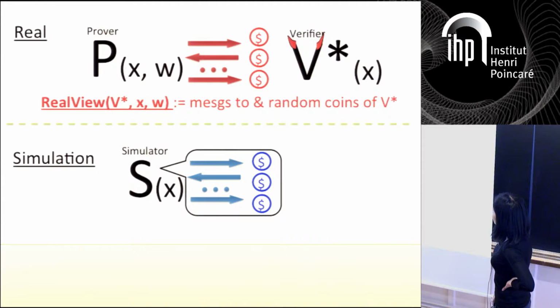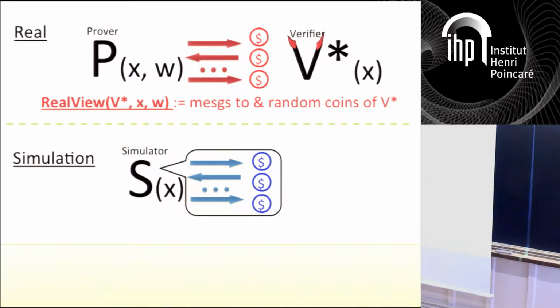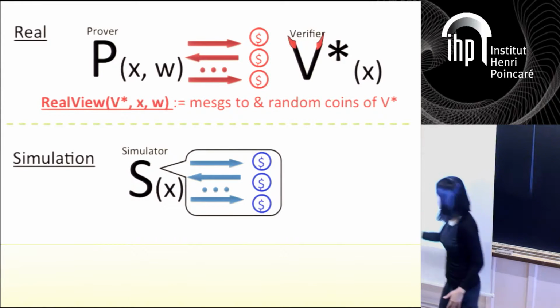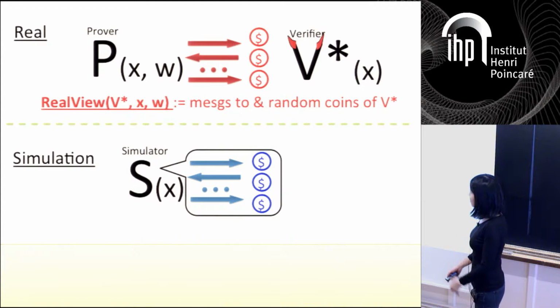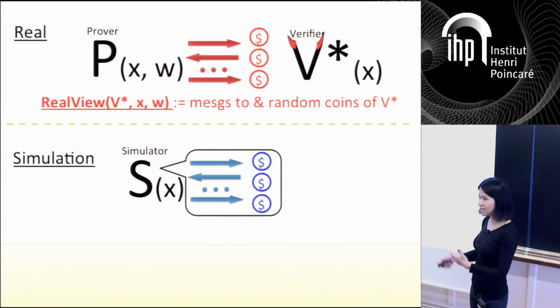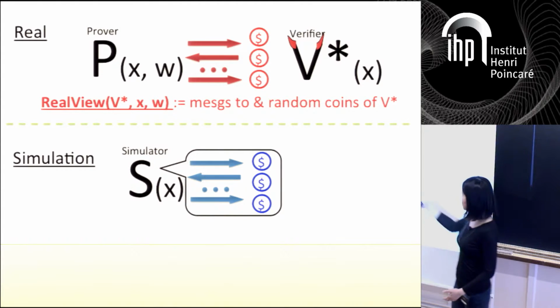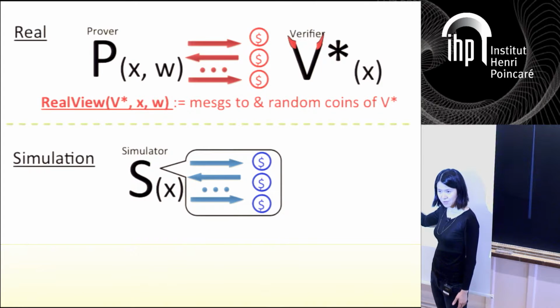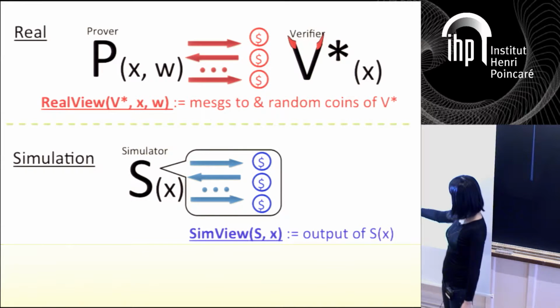We would like to say that in this real interaction, the view of the verifier actually contains no information. How? In the sense that there exists a simulator which knows only the statement but not the solution. It knows no solution at all. But yet the simulator doesn't engage in any interaction. All he does is a bunch of computation in his head, and in the end he spits out an output.